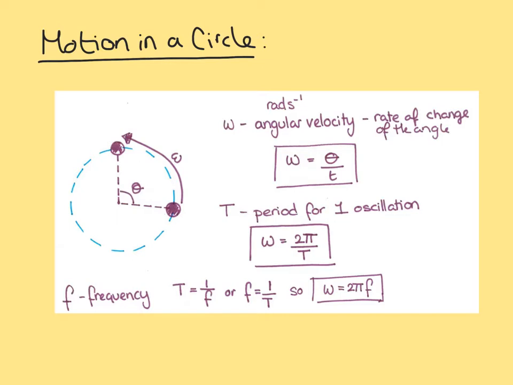And we know from previous work that frequency is the number of oscillations per second, and it's the reciprocal of the period T. So if we substitute this into here, we can get the angular velocity is equal to 2 pi f, where f is the frequency, the number of revolutions per second.